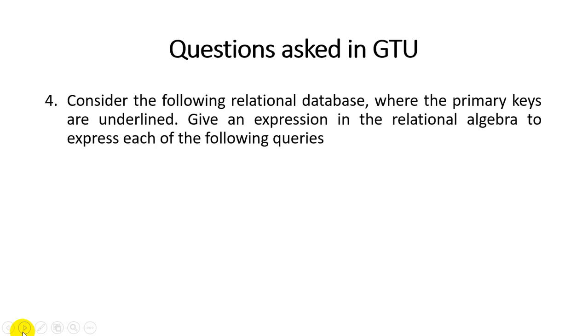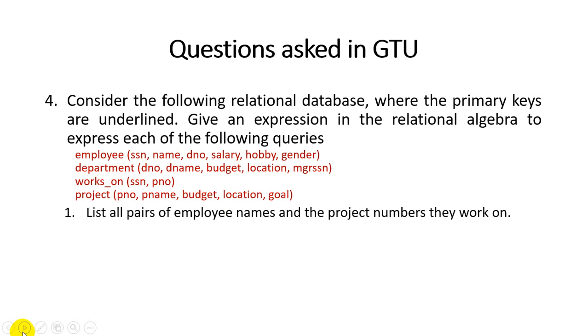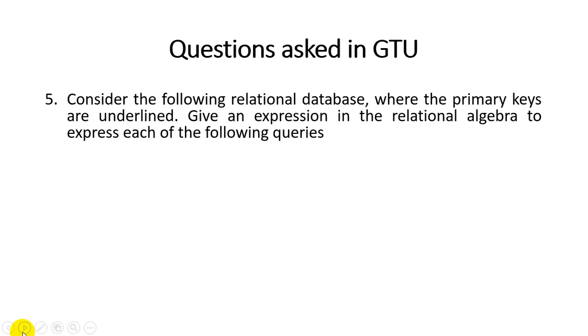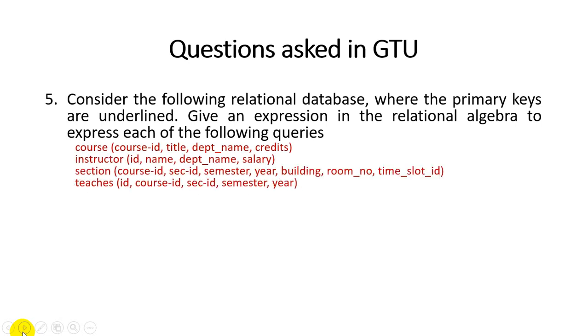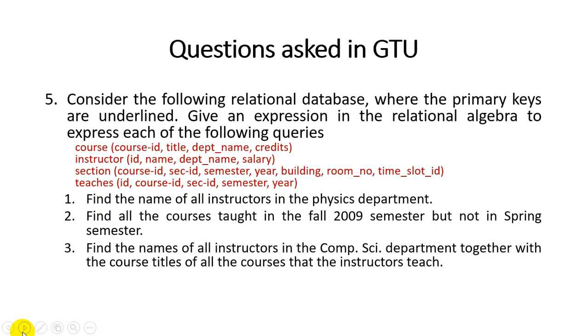Next one, consider the following relational database. It is one of the exercises to be performed on your own with the help of my lectures. There are 4 tables known as employee, department, works on and project. With the help of guidance you just solve the below mentioned queries. Same as the 5th one, consider the following relational database where primary keys are undefined, give an expression in relational algebra to express each of the following queries. So there are 2 different queries in question numbers 4 and 5. It may be asked in a GTU exam, so you can solve them on your own.